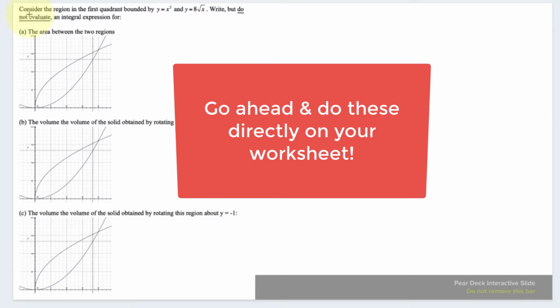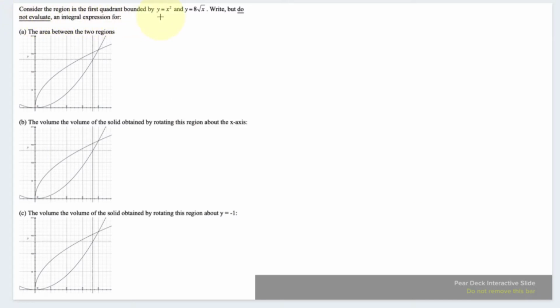All right, so consider the region in the first quadrant bounded by y equals x squared and y equals 8 root x. So hopefully you know which is which. This bottom curve here looks like y equals x squared. I'm going to change my color to blue for 8 root x because that looks like our square root graph, right?